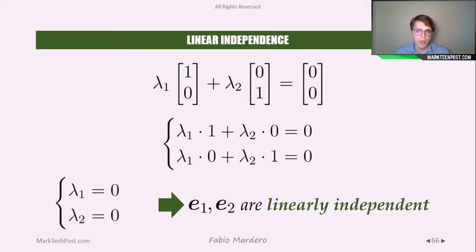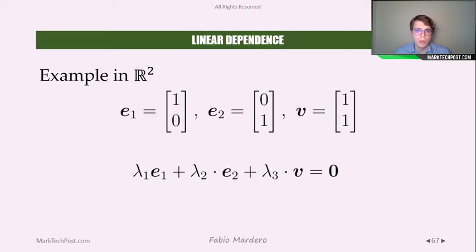But as I was mentioning before, not all sets of vectors are linearly independent. Let's take a look at this combination of three vectors in R2. We keep E1, E2, and we include in our set this vector V. Again, to test if these three vectors are linearly independent, we just compute our linear combination, pointing out that the result should be the neutral element.